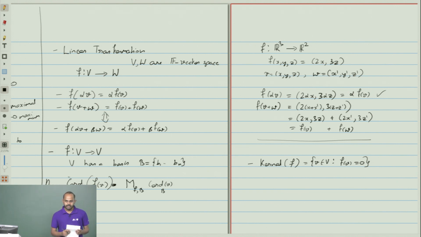It is a set of all vectors where the linear transformation produces a 0 value. The claim is this is a subspace. Why? The dimension cannot increase on a linear transformation. Dimension of W cannot be greater than dimension of V. Yeah, but why should this be a subspace of V? The claim is this is a subspace of V.